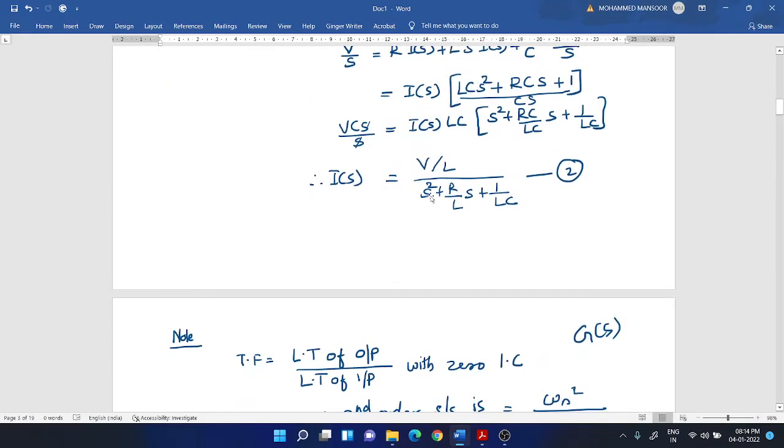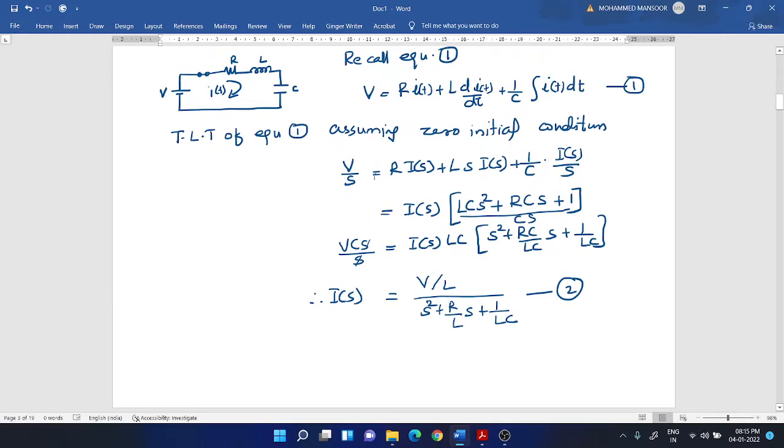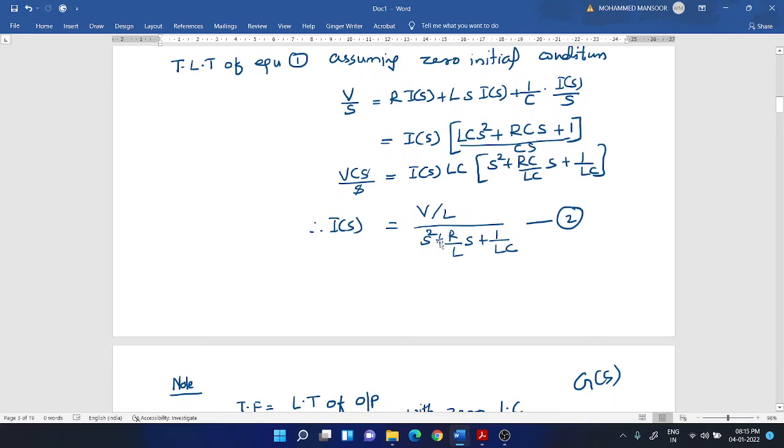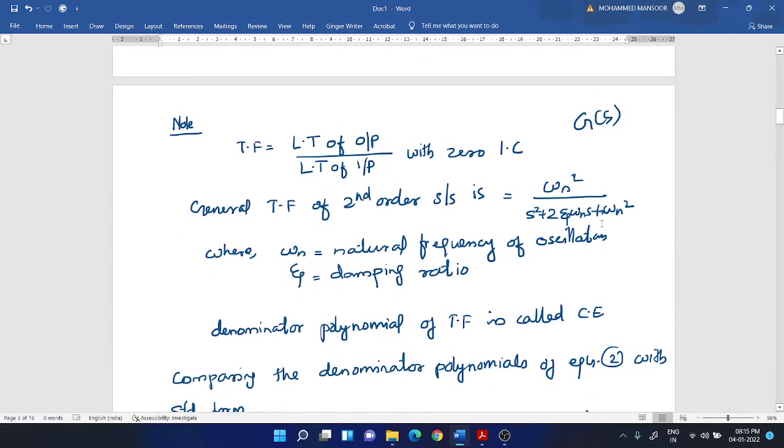Now we can have this equation. This is the current, this is the response, that is the output, and the applied voltage is V. So this part, s square plus R by L s plus 1 by LC, is the characteristic equation of this system, an RLC series circuit excited by a DC voltage source. This is the characteristic equation which we derived, represented by equation number 2.